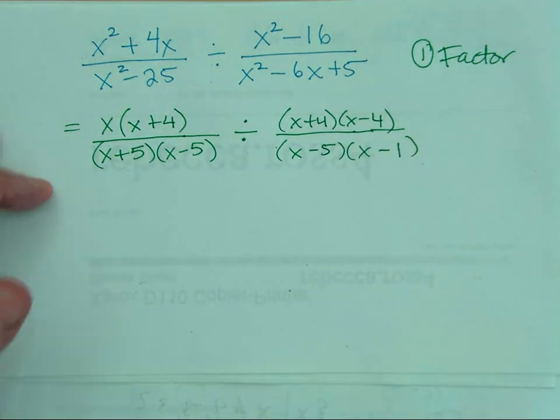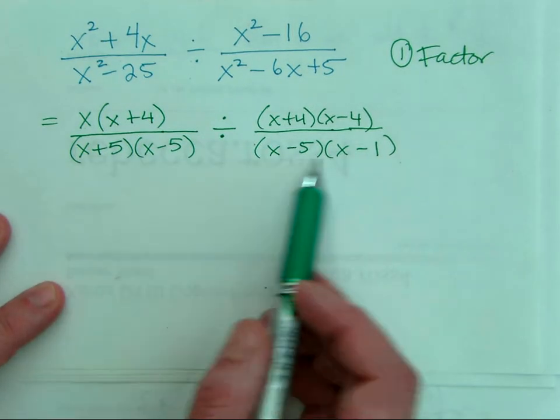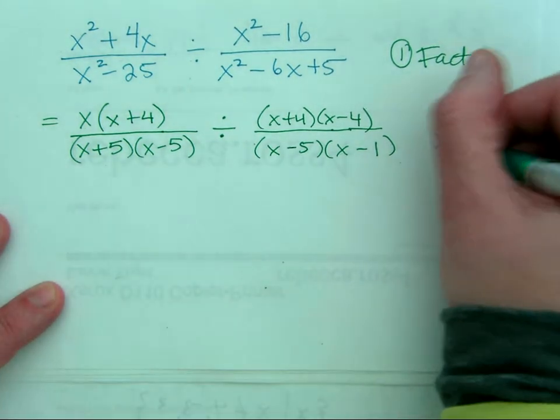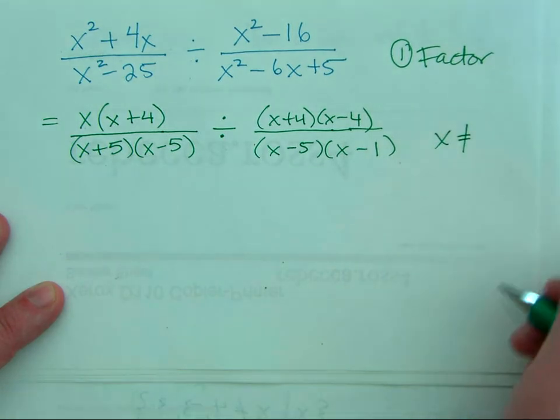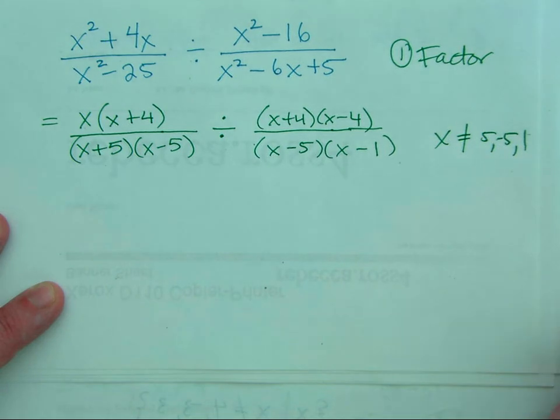Okay, if you look at this, now remember that we think about restrictions on the domain as some number that, if I used it, would give me 0, right? So right now, what would the numbers be that you couldn't use? X can't equal what? 5, negative 5, 1.